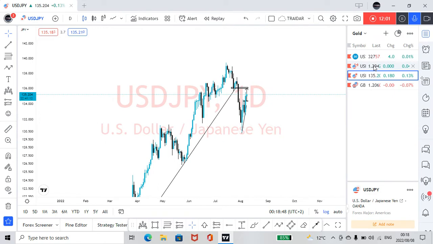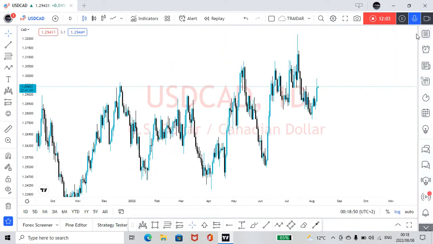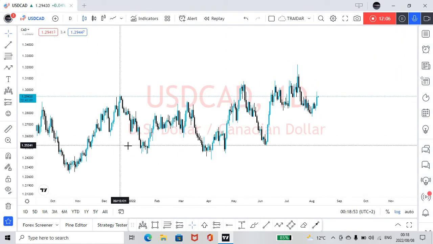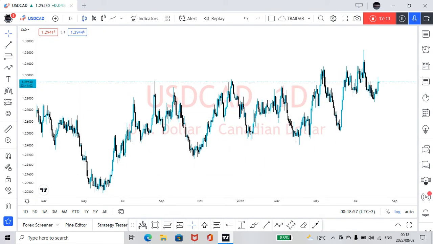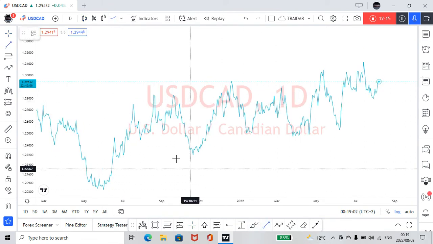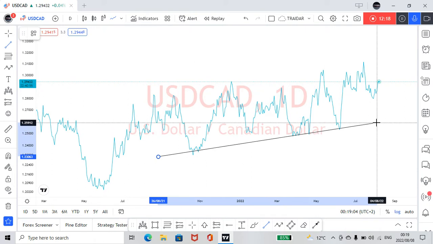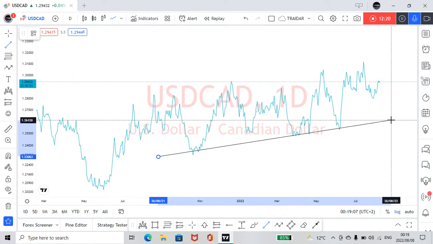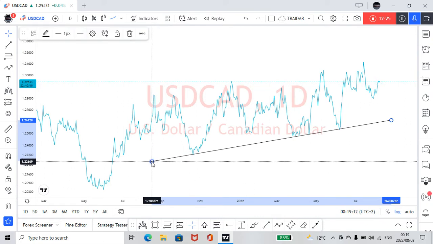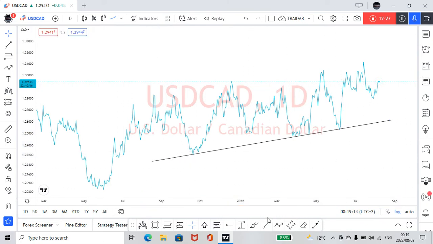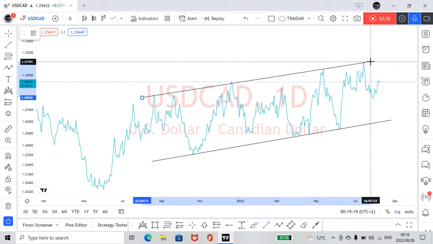So let me go to our next pair, which is USDCAD. So on USDCAD, that bullish move is still intact. With that bullish move pretty much still intact, what is it that we can do to show that we are moving with the markets, right?